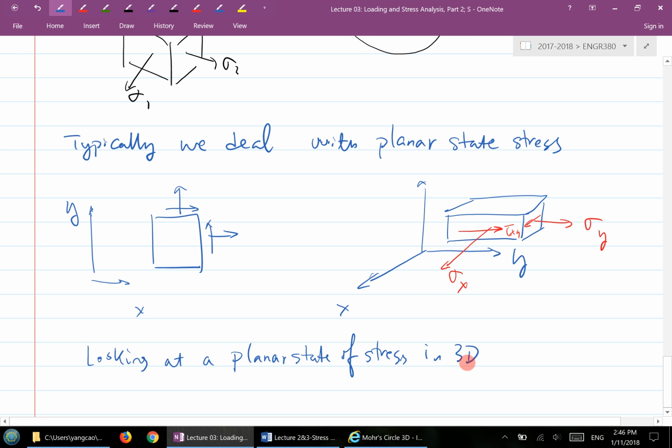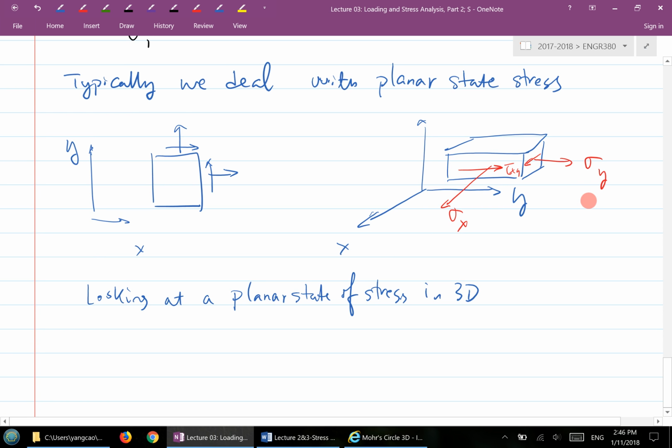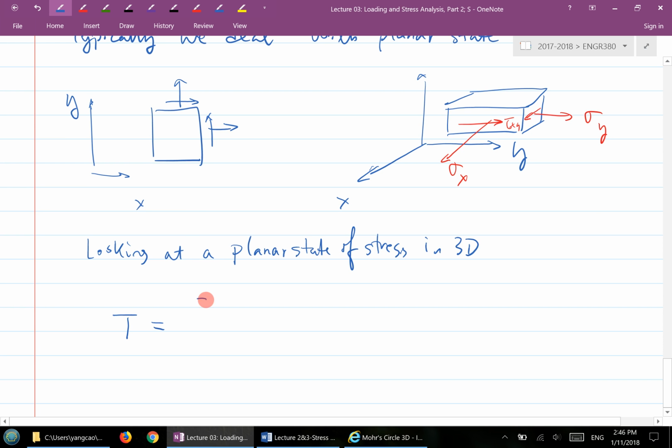This is the key here. You need to look at the planar state of stress in 3D. What this means is you're treating this planar state of stress as if it's a 3D state of stress, but it's a much simplified 3D stress. If I write that stress tensor using this planar state of stress, we see sigma x, tau xy, and 0 here, and tau xy, sigma y, 0, and 0, 0, 0. So this is your 3 by 3 matrix now.